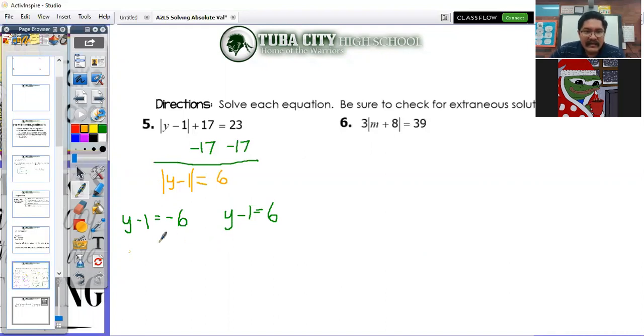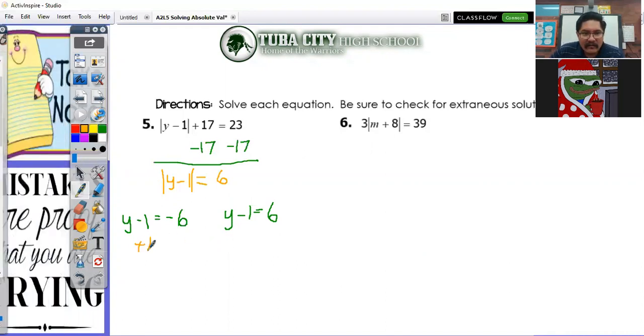Now that I have my 2 cases, let's go ahead and solve both cases. So I'm going to start with this one here. Add 1 to both sides. Y equals negative 5. Over here, add 1 to both sides. Y equals, and then 6 plus 1 is going to be 7.